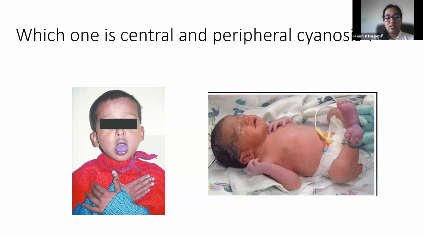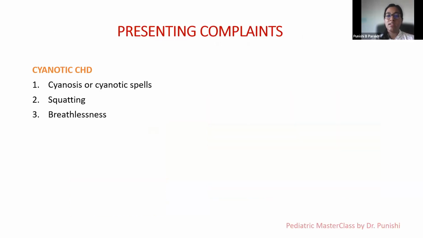Also in the central cyanosis, this kid also has clubbing. So that again adds on to the fact that yes, this points more towards the presence of central cyanosis. So what are the common presenting complaints in cyanotic CHD? They usually present with cyanosis or cyanotic spells, squatting, or breathlessness. Now, what is the cyanotic spell? What is squatting and why do you get this?